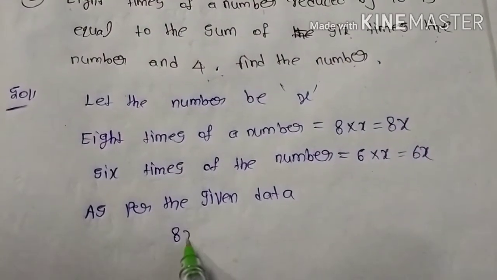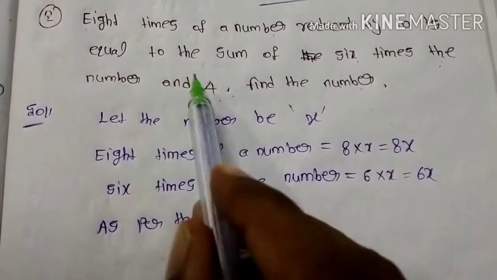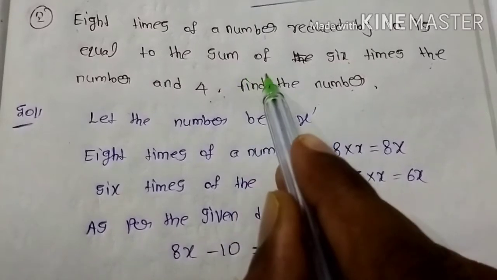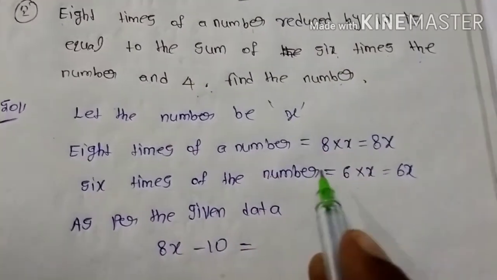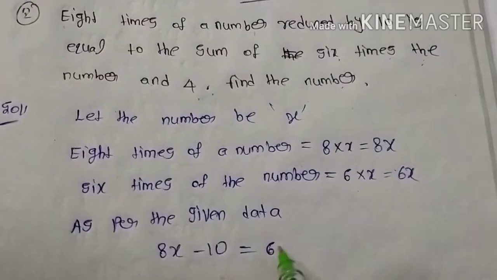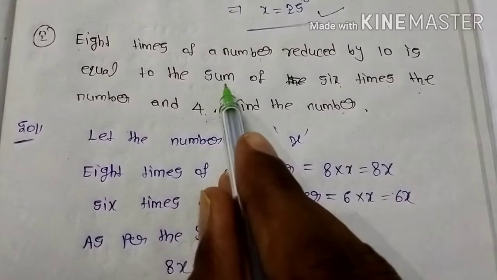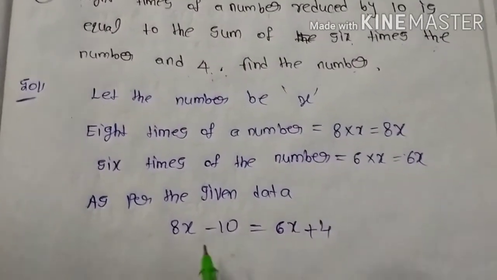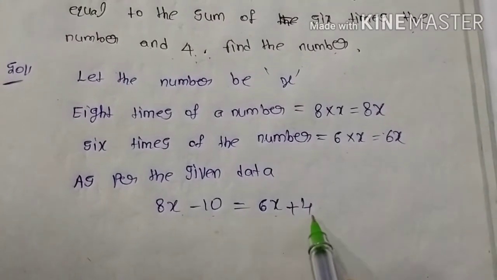8 times the number means 8x, reduced by 10 means minus 10, is equal to the sum of, means addition of, 6 times the number. 6 times the number means how much? 6x. 6 times the number and 4. They already mentioned sum of, that means here plus 4. You know that from here onwards you can do it very easily. 8x minus 10 is equal to 6x plus 4.